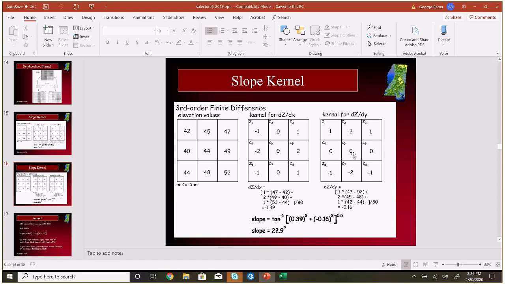And in order to get a 90-degree slope, your run needs to be 0, and your rise needs to be whatever. It doesn't matter what it is. But as long as your run is 0 and your rise is greater than 0, you'll have a 90-degree slope. But you can never get there with a raster data set.